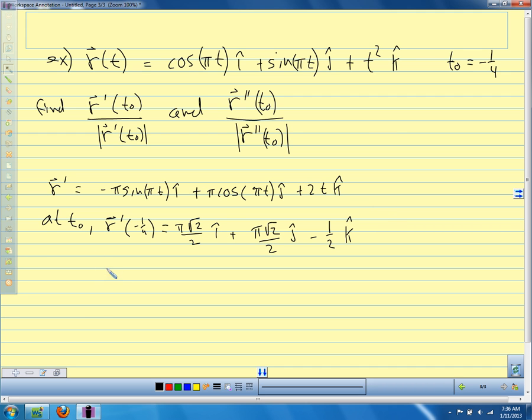The magnitude of r prime at t0 is going to be the square root of the sum of each component squared. So x squared plus y squared plus z squared basically. When I calculate that out, do a little simplification, I get 1/2 the square root of 4 pi squared plus 1.